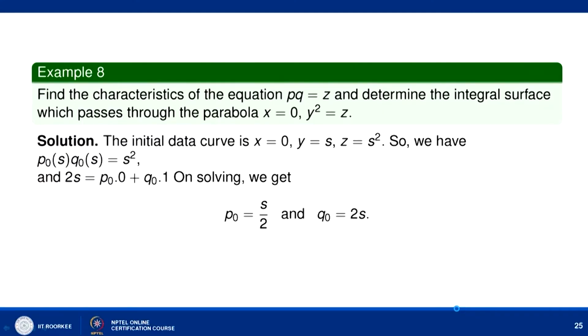So, now we will consider one more example, which I think by this we must have cleared our doubts, and we know what we try to do in each and every example. So, let us consider one more example. Find the characteristics of the equation pq equal to z and determine the integral surface which passes through the parabola x equal to 0, y square equal to z.